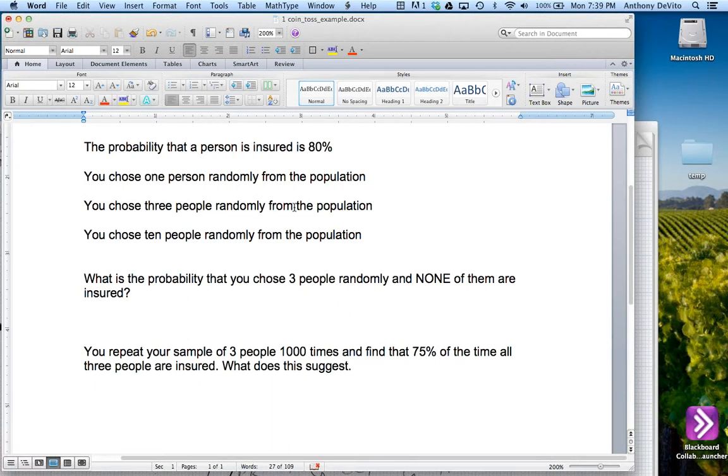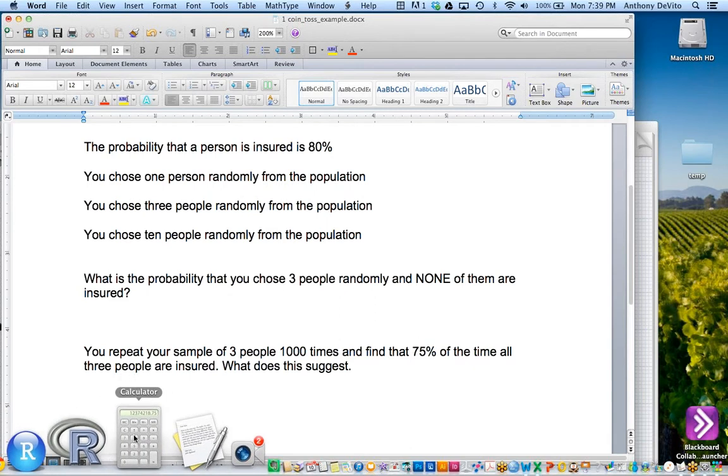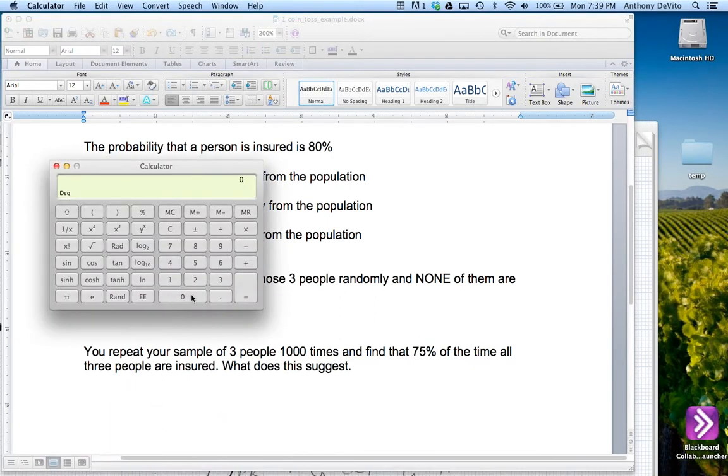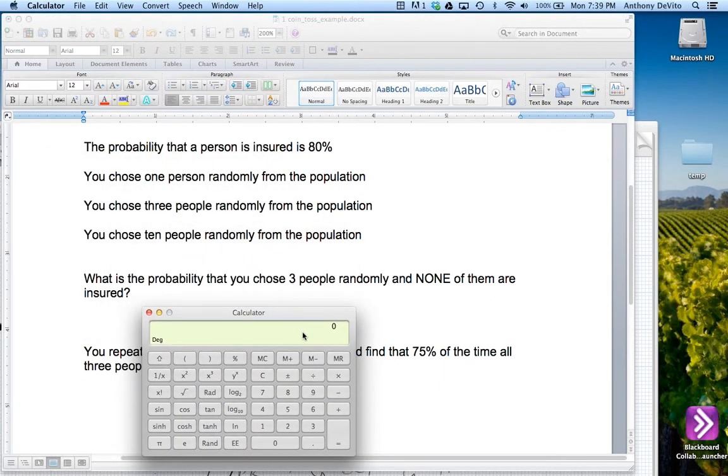Now, based on what we just talked about with the coin flips, what would you say is the probability that three people randomly selected from that population are all insured? Somebody hazard a guess? You don't have to figure it out. You can just say how you figure it out. Numbers, right? 0.8 is the probability. 0.8 times 0.8 times 0.8 is going to be the probability that three people chosen at random from that population are insured. Each one of those samples is an independent event. Okay, it doesn't influence the other sample. We chose three of them.